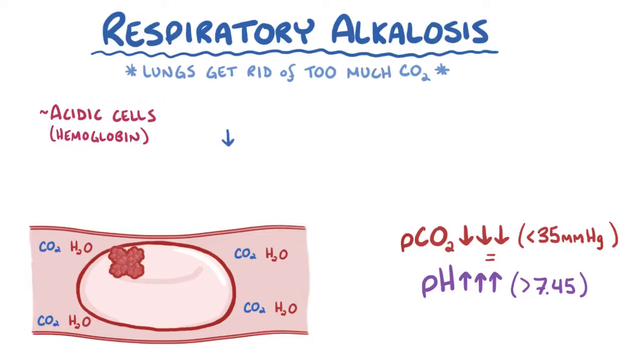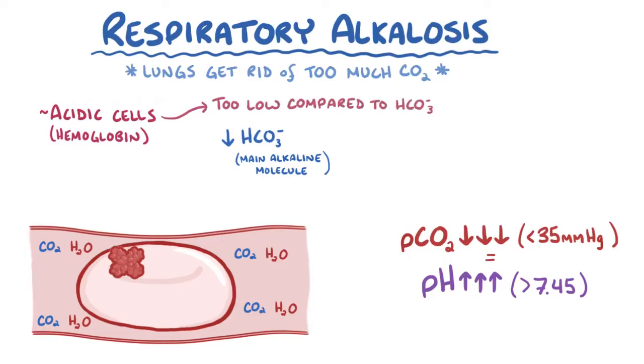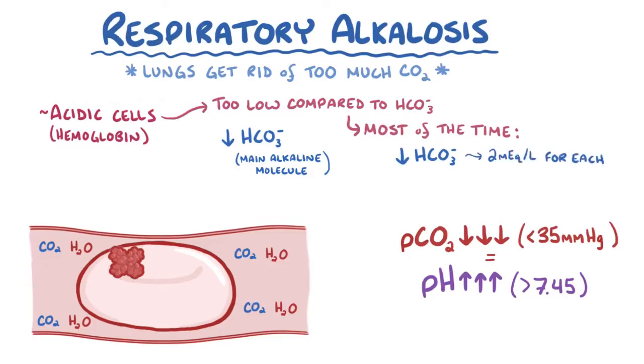This leads to a slight decrease in the plasma bicarbonate concentration, which is the main alkaline molecule in the blood. The concentration of these intracellular proteins, though, is too low compared to the amount of bicarbonate floating around in the blood. So essentially, only a limited amount of hydrogen ions are available to bind and neutralize these bicarbonate molecules. As a result, most of the time the decrease in free bicarbonate ions is too little to have a substantial effect on pH, since it's only about 2 milliequivalents per liter for each 10 millimeters of mercury decrease in partial pressure of carbon dioxide.